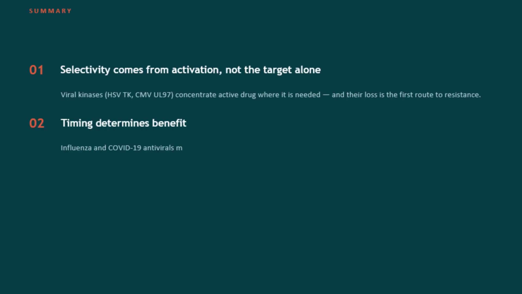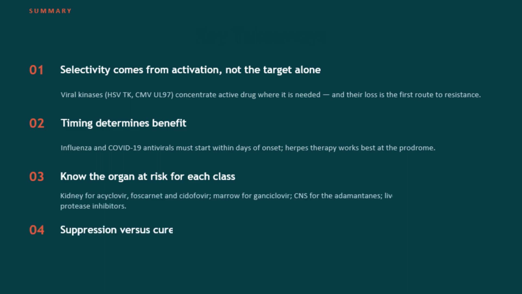So let's bring it together. 4 ideas. One, selectivity usually comes from activation, not just from the target. Viral kinases concentrate the active drug where it's needed, and when the virus loses them, that's your first road to resistance. 2, timing determines benefit. Influenza antivirals are early window drugs. Herpes treatment works best at the prodrome.